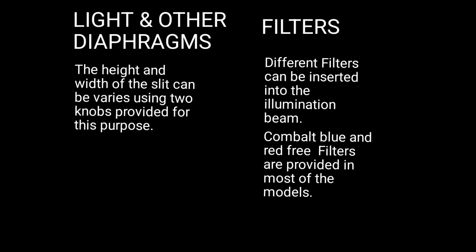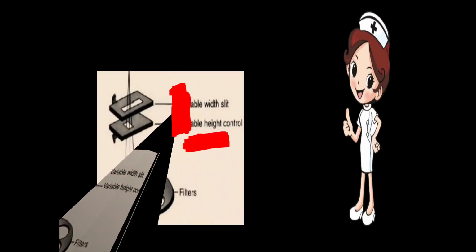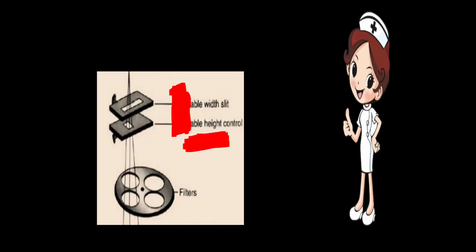Next one is the filters. Different filters can be inserted into the illumination beam. Cobalt blue filter, red free filter are provided in most of the models. There are different types of cobalt blue filter. It is used for seeing the epithelial defect. If the patient has an epithelial defect on the cornea, then we can see it by using the cobalt blue filter by staining with the fluorescein strip.